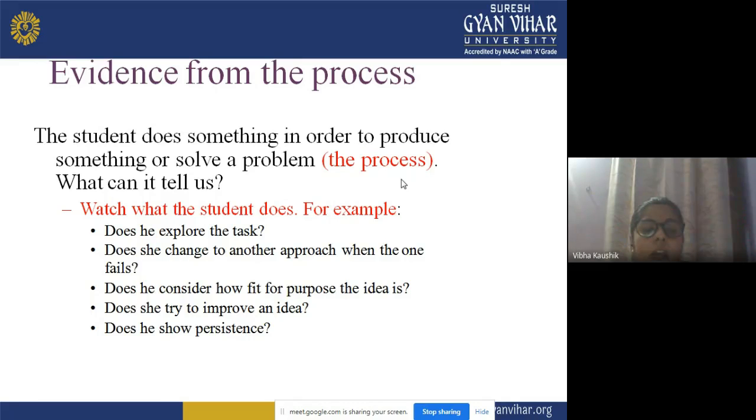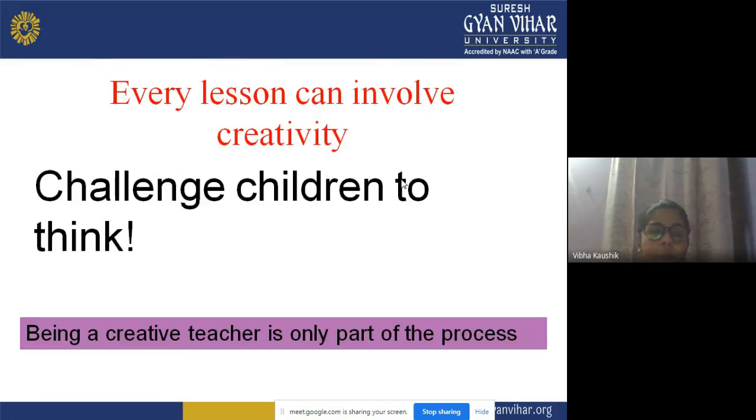Does he consider how fit for purpose the idea is? It means he is in the thinking process. Does she try to improve an idea? Does he use different methods or strategies to improve the idea? Does he show persistence? These can be the evidences which help the teacher to know whether the students are developing their creative thinking or not.